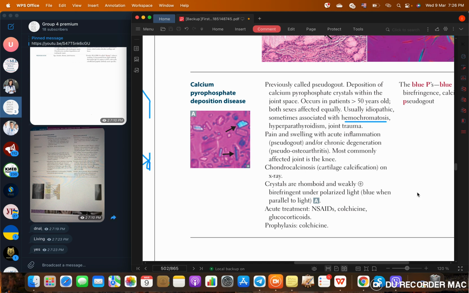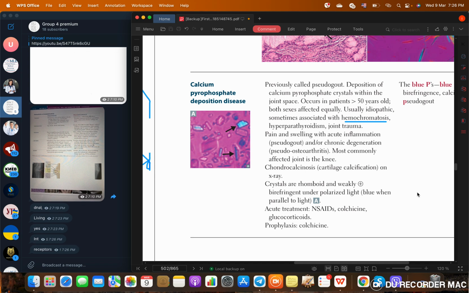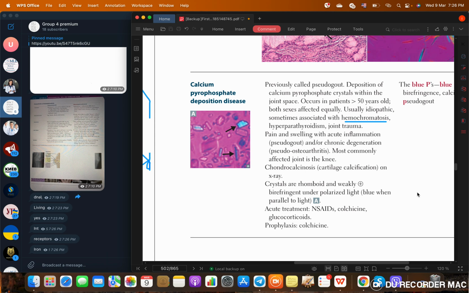But in the USMLE, it will be a patient with hemochromatosis. Can you please remind me, is hemochromatosis a problem in the intestine or a problem in the liver? It's in the intestine, absolutely. It's an overabsorption disease, which means after you do liver transplantation, you will not have a cure. The next causes that can occur are hyperparathyroidism, because that can increase the amount of calcium, and joint trauma.